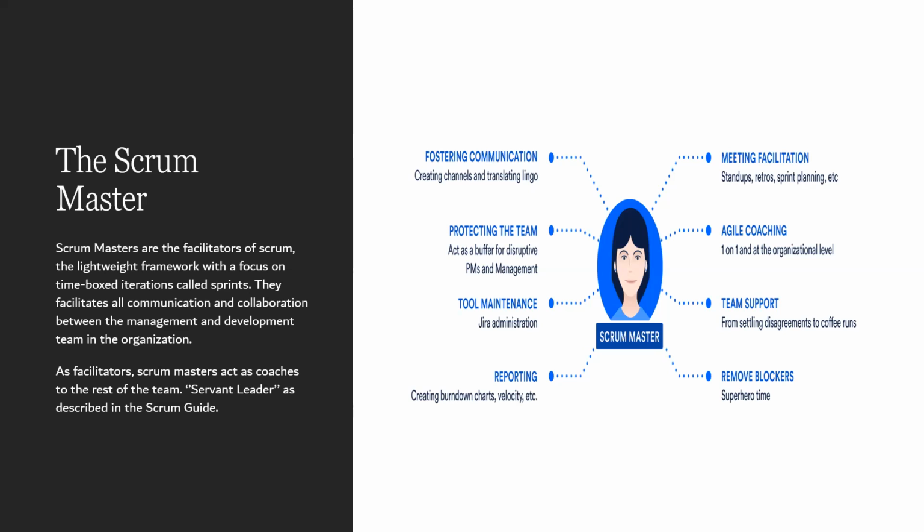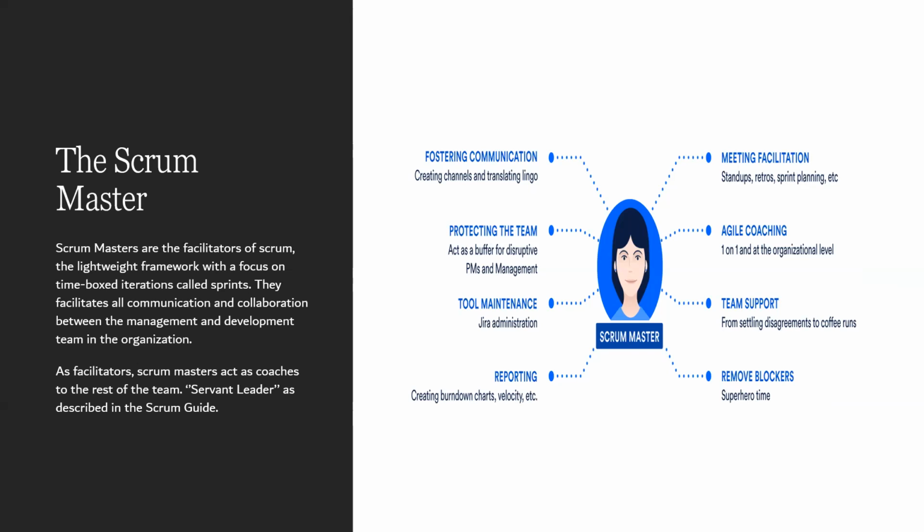It says here, Scrum Masters are the facilitators of Scrum. And of course, we know Scrum is the lightweight framework with a focus on time-boxed iterations called sprints. They facilitate all communication and collaboration between the management and the development team in the organization. Usually a Scrum Master would be the person that facilitates communication between the management in the organization and the development team. Basically, the Scrum Master is the mouthpiece. If the development team needs anything, it goes through the Scrum Master to say, okay, this is what the team needs, this is the kind of support they need to be able to deliver on their project goal, right?